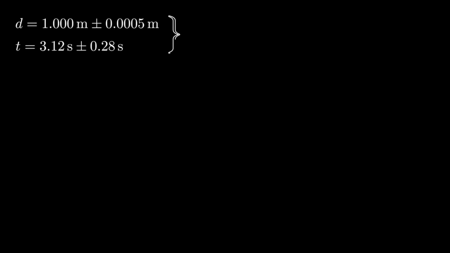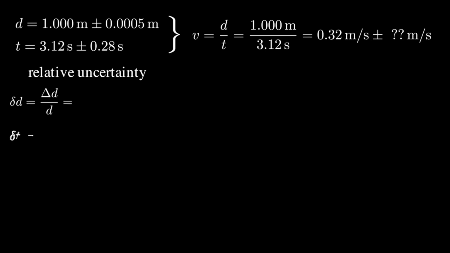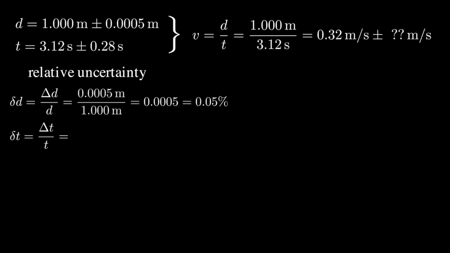To implement the weakest link rule, we need to identify which measurement is more uncertain, the distance or the time measurement. So, let's find the relative uncertainty in the distance measurement and the relative uncertainty in the time measurement. Plugging in numbers, we see that the distance measurement is 0.05% uncertain and the time measurement is 9% uncertain. The weakest link rule says ignore the 0.05% and keep the 9%.